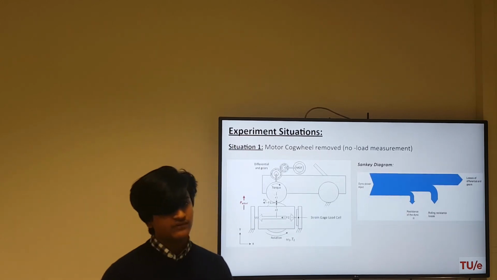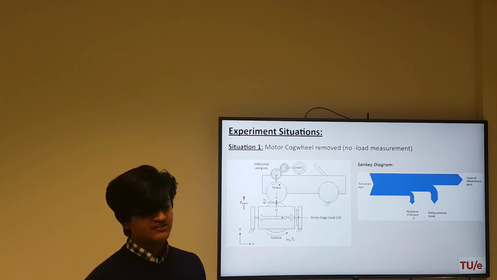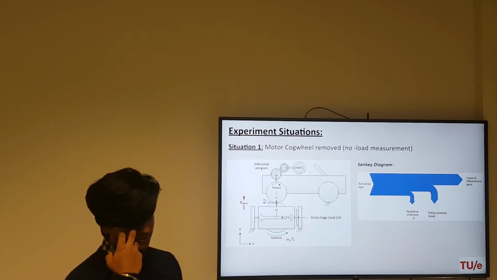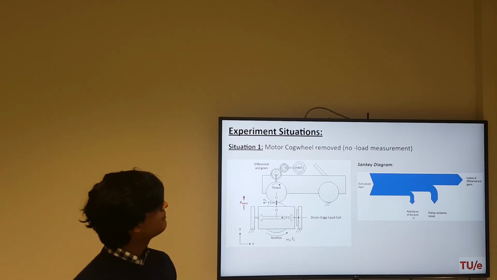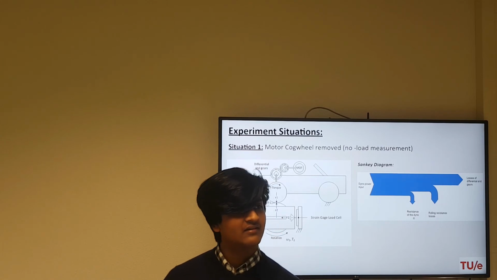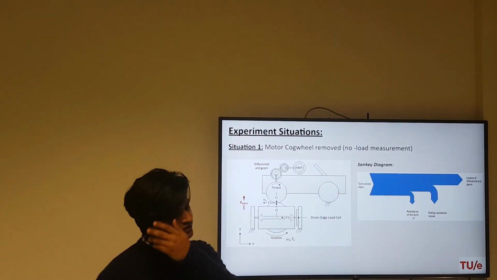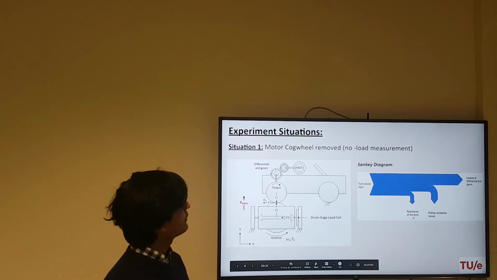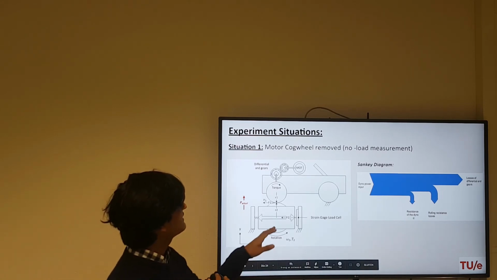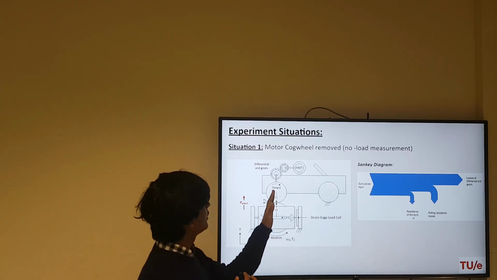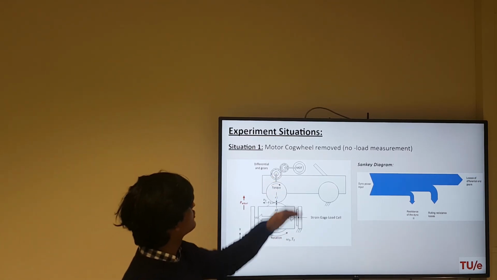In situation 1, when the motor cogwheel is actually removed, when there's no load measurement, we actually talk about the power. I think I've exceeded the time limit. So situation 1, the motor cogwheel, when it's actually removed, I would say that in this case the power comes from the dynamometer, goes through the wheel, and then it further goes to the differential.